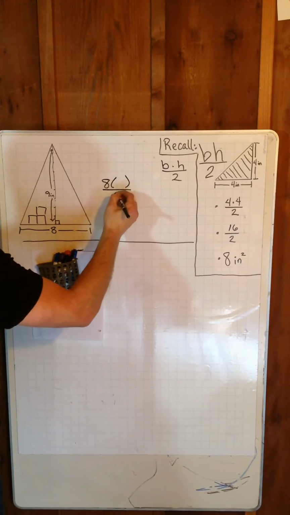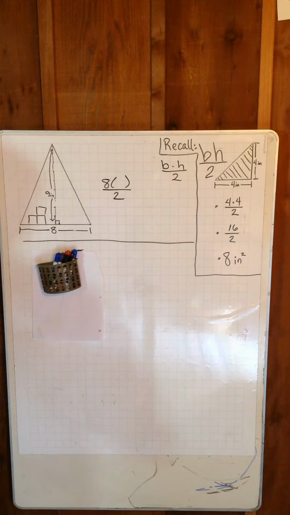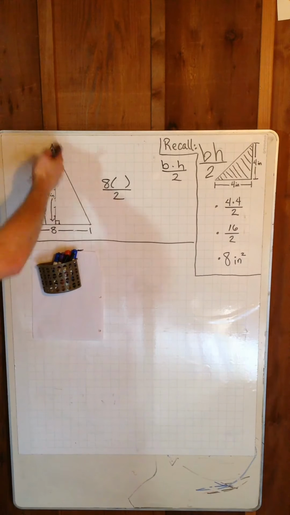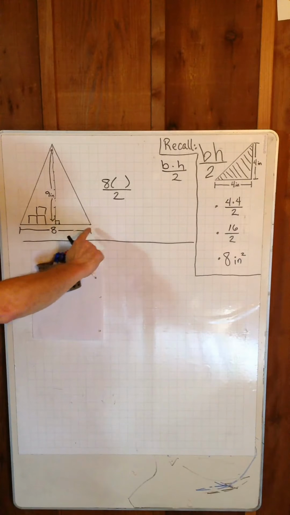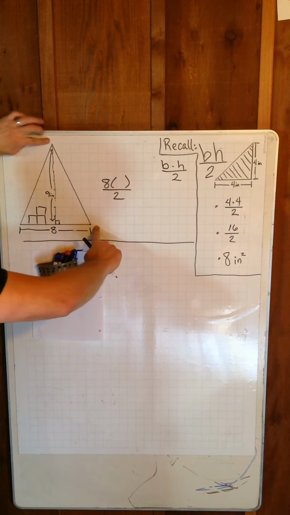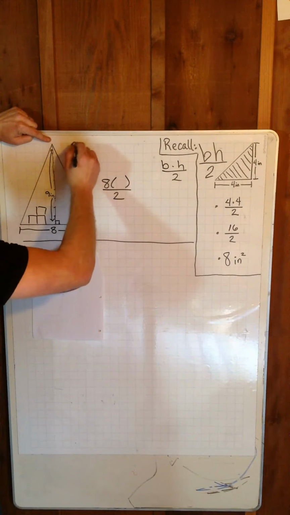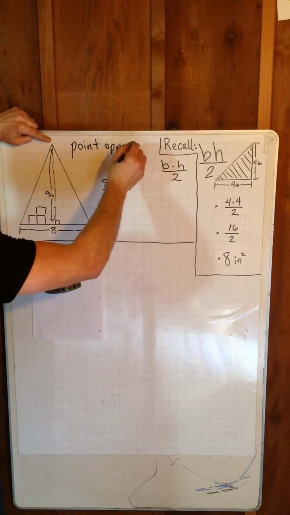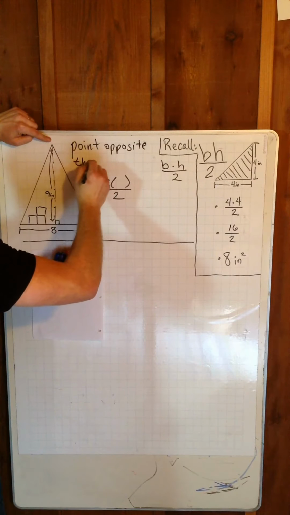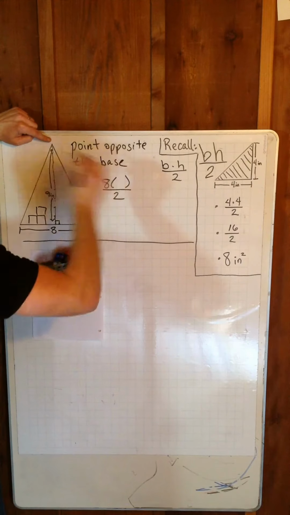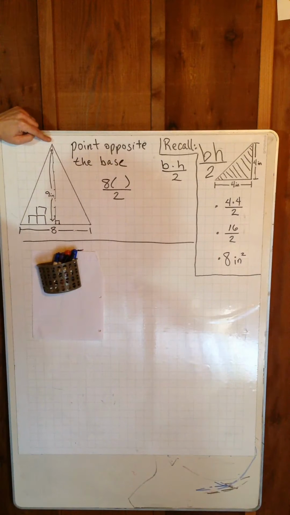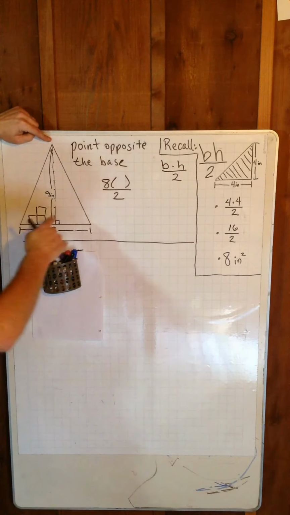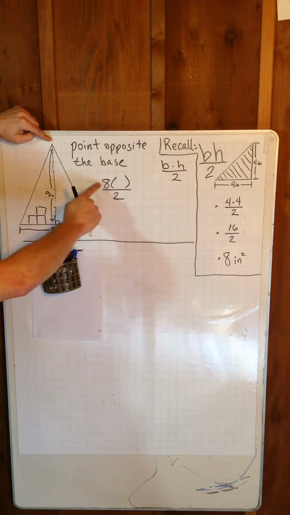Set up our expression. Now, to find the height, what we need to do is find the point that is opposite the base. So here's our base. Our point of our polygon that's opposite is here. So the point opposite the base. If we were in my classroom, I'd drop the base right now. You know me. Okay, so we've got the base, that's 8, boom.